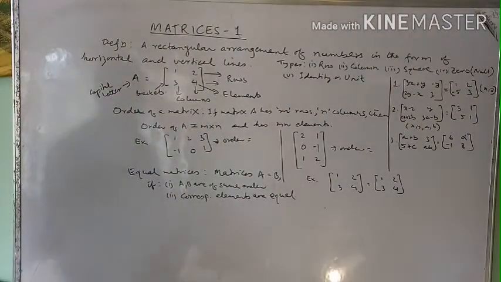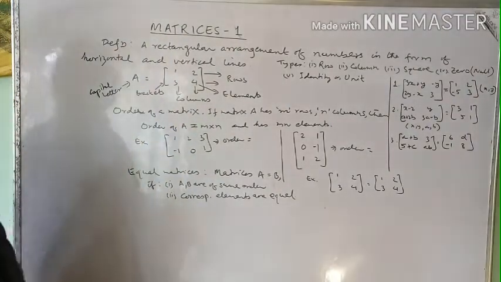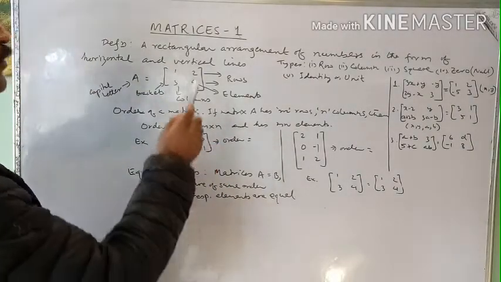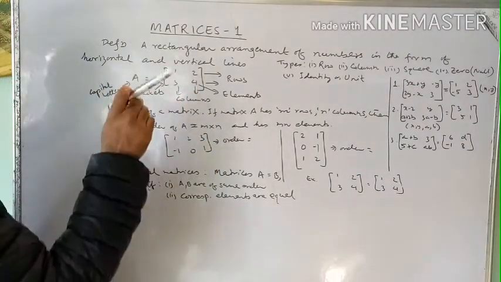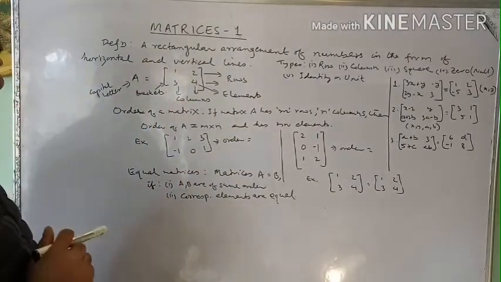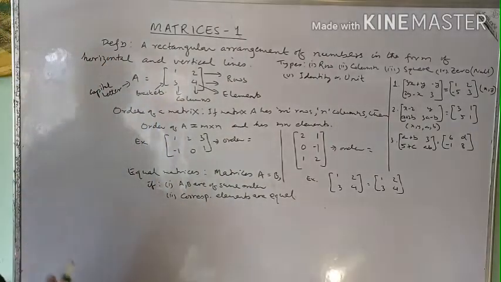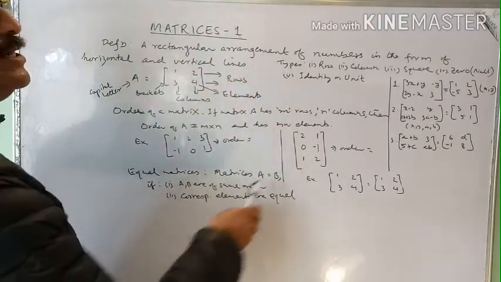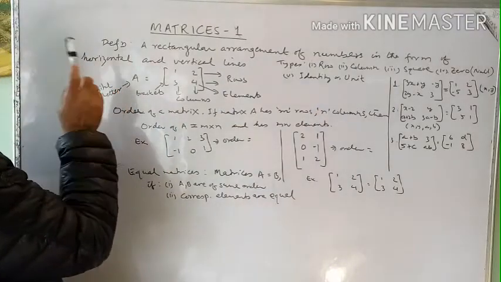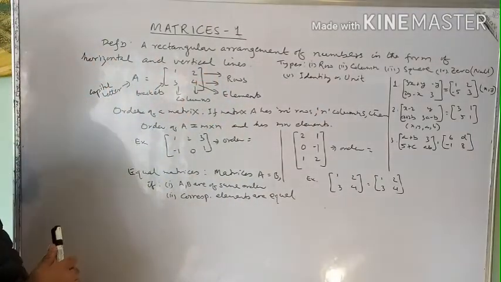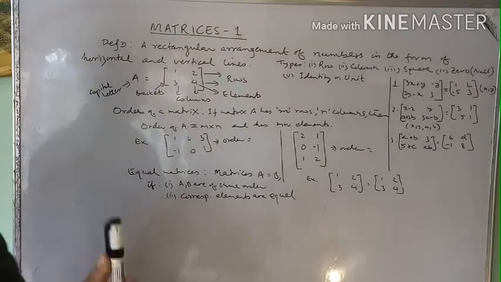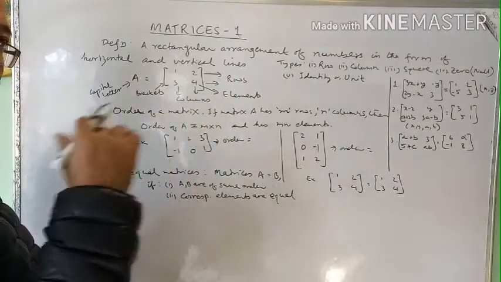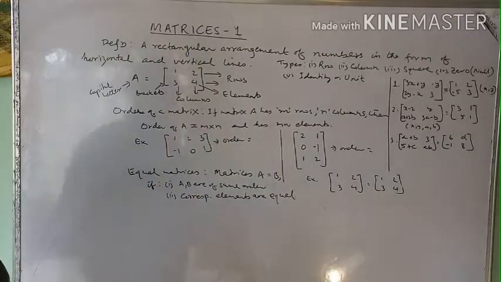Children, so today we will be learning about matrices. The first thing, try to understand what we mean by matrices. The definition given here: a rectangular arrangement of numbers in the form of horizontal and vertical lines is called a matrix. Matrix means it's just the arrangement of numbers in horizontal and vertical lines.